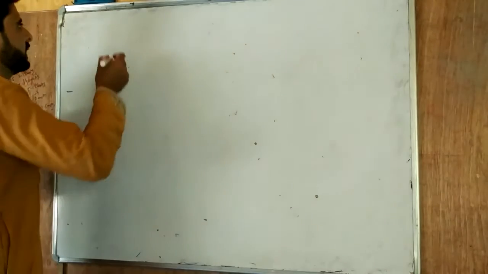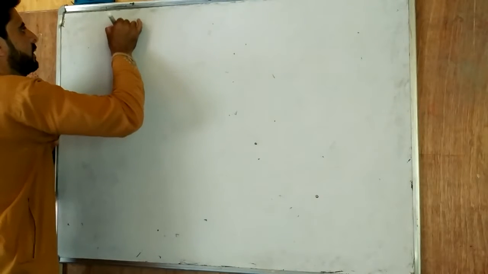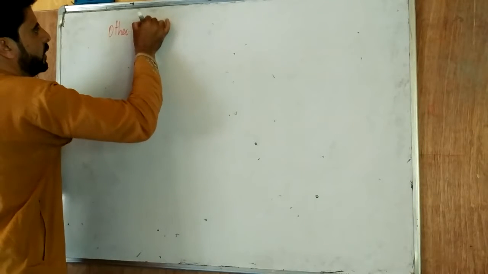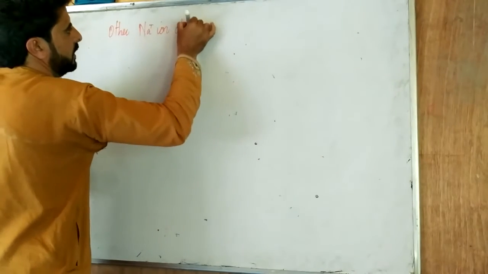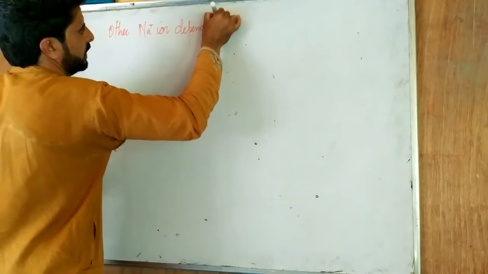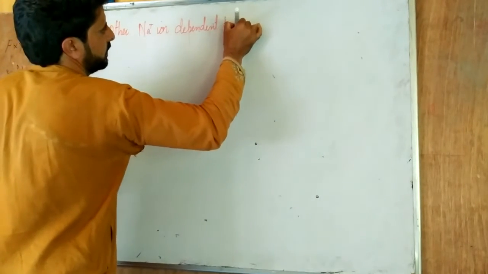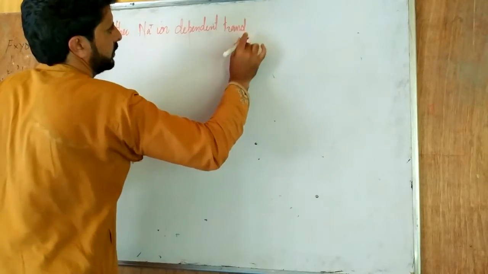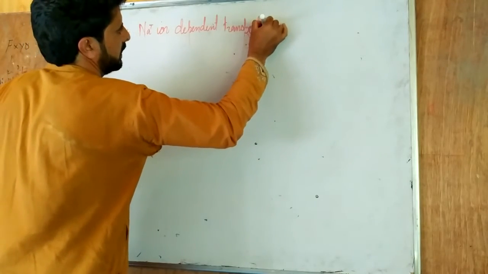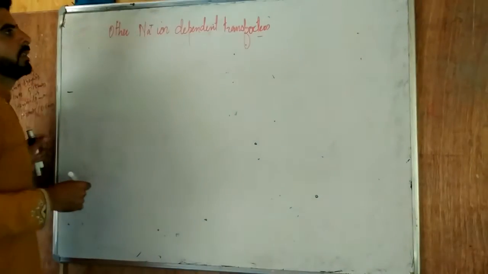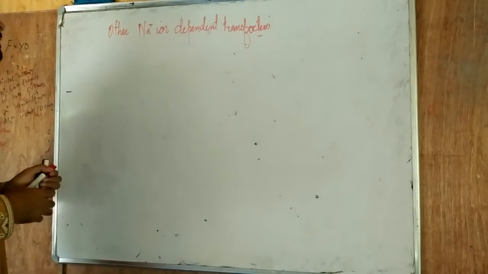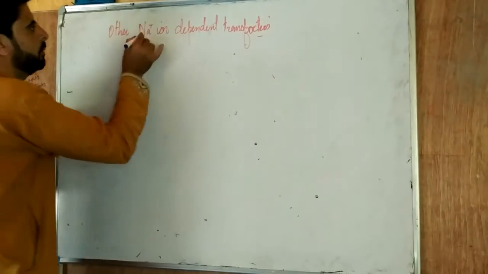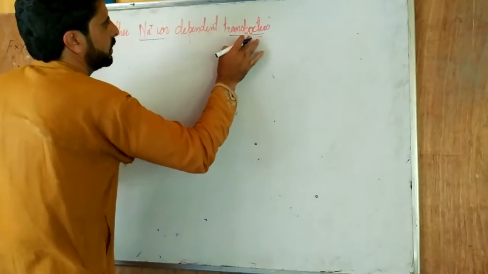Today we are discussing some other sodium ion dependent transporters. We have discussed the SGLT, which is mainly responsible for transport of glucose, but that is sodium dependent transport. Similarly, we have some other sodium dependent transporters which we will discuss today.